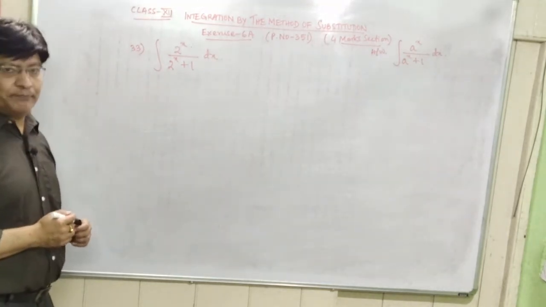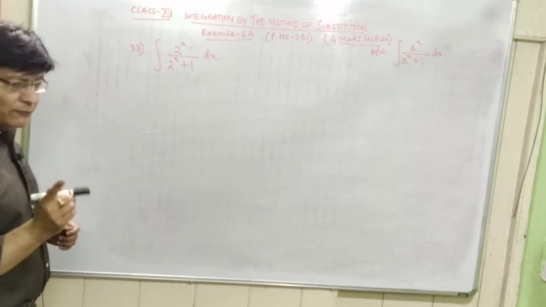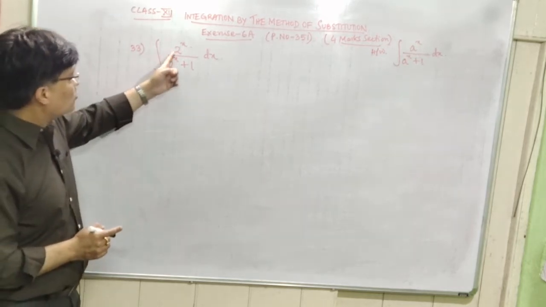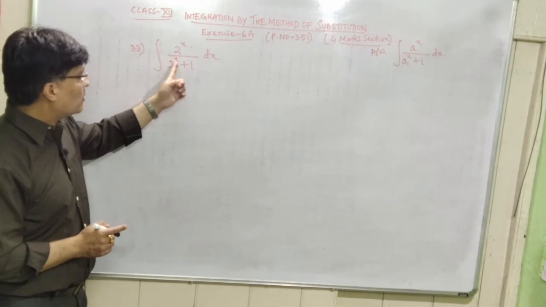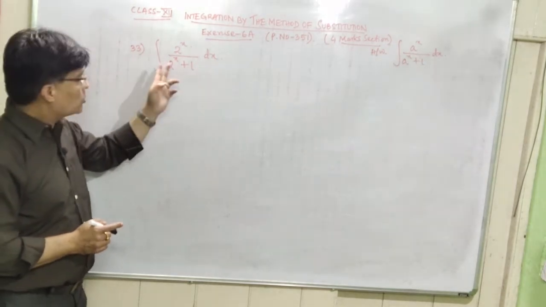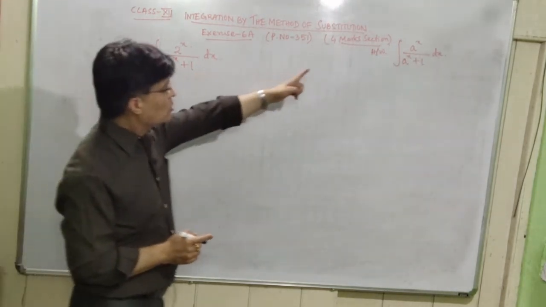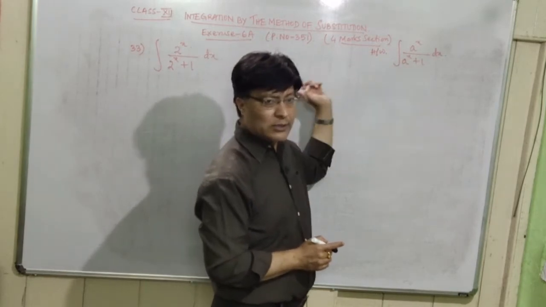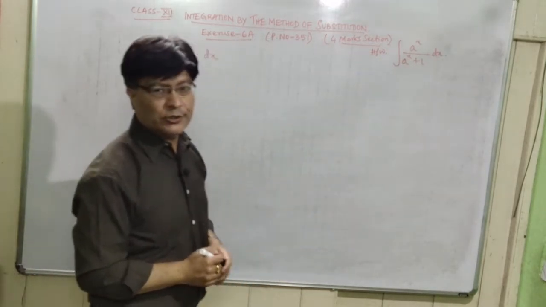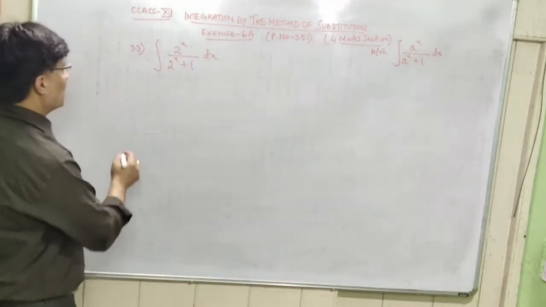Question number 33. So here question number 33 from the book is integral sin 2 to the power x divided by 2 to the power x plus 1 dx. So I will do this problem here. So that is your homework because these are similar type of questions. Okay. So let's do this problem now.